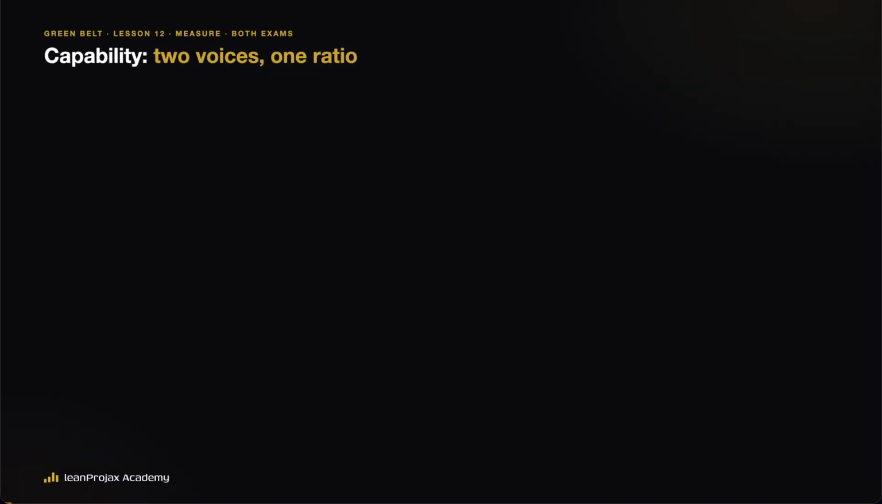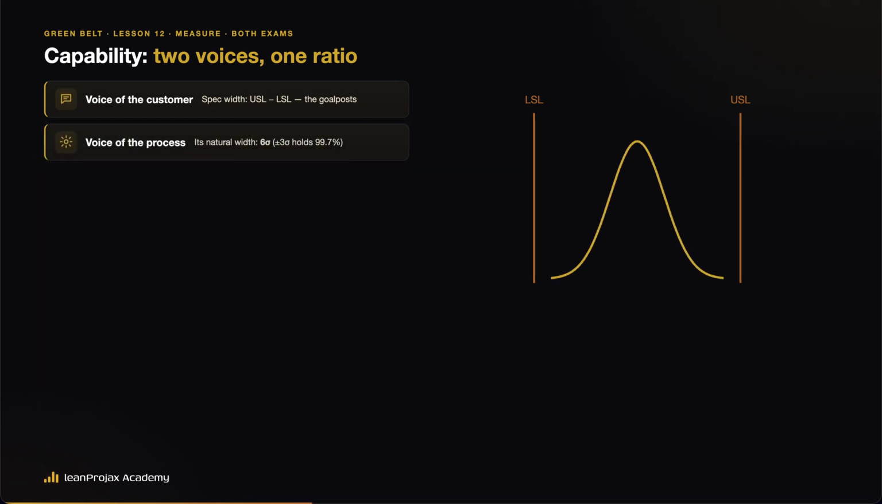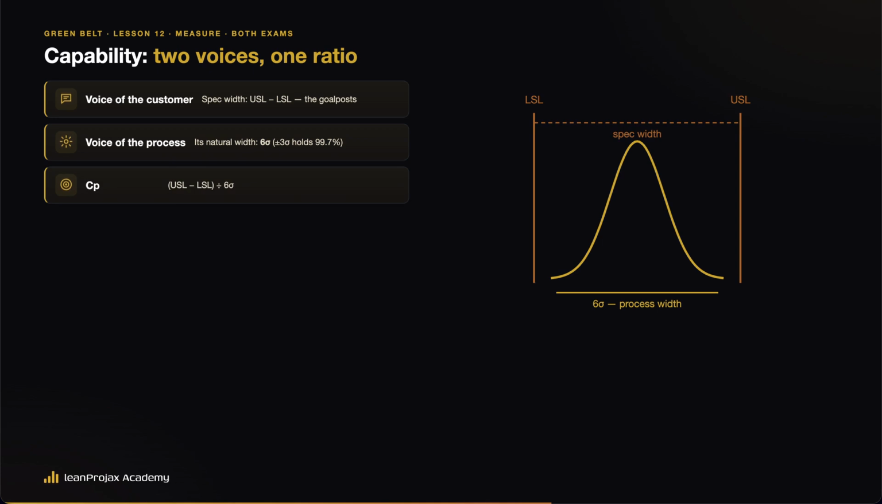Let's go. Capability is a comparison of two voices. The voice of the customer is the specification width, upper spec limit minus lower spec limit, the goalposts. The voice of the process is its natural width, 6 standard deviations, 3 either side of the mean, holding 99.7% of output. Divide them and you have CP, spec width over 6 sigma. CP of 1 means the process barely fits. Above 1.33, comfortable. Below 1, physically incapable. Defects are guaranteed no matter how hard anyone tries.